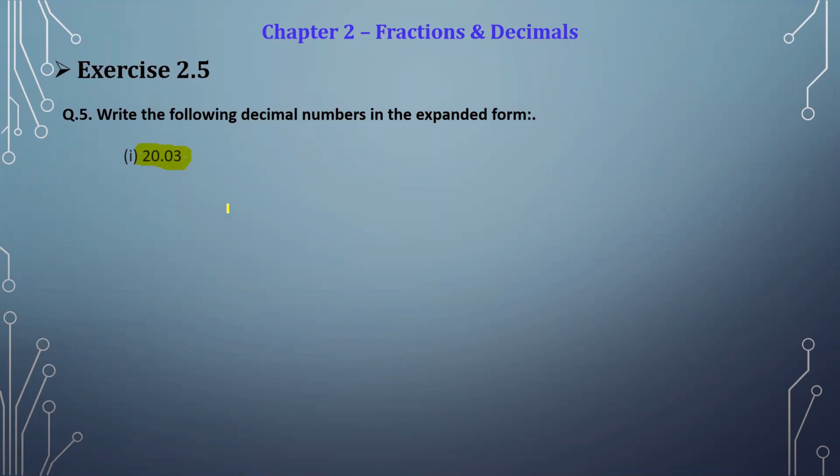So here if we consider this particular number 20.03, in this 20.03 the number 20 is referred to as the integral part, because it is present on the left hand side of the decimal point, and the 03 is referred to as the decimal part because it is present on the right hand side of the decimal point. So therefore it is referred to as the decimal part.